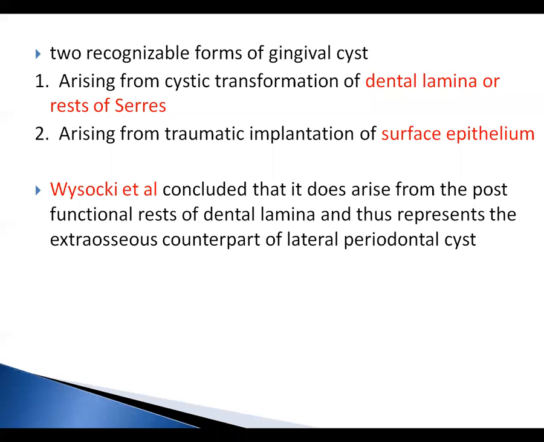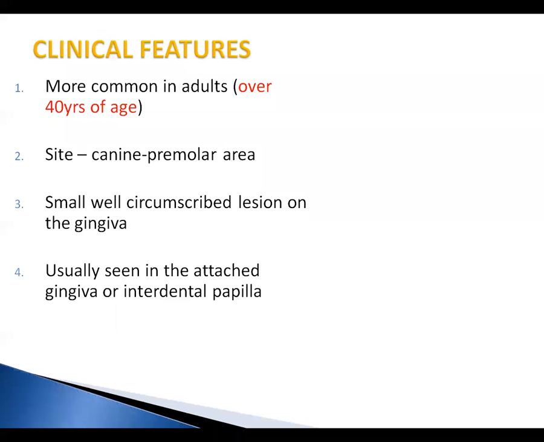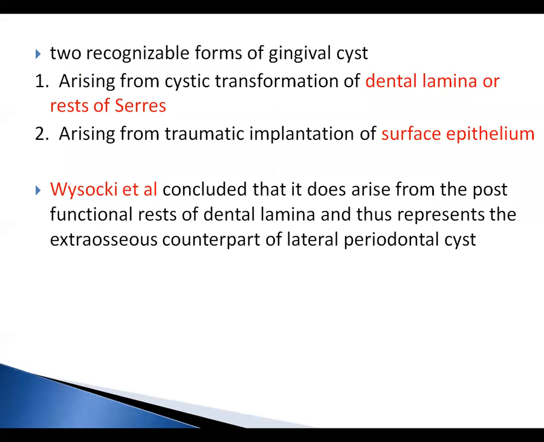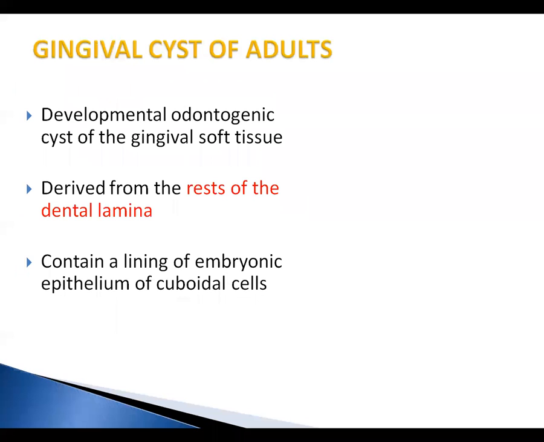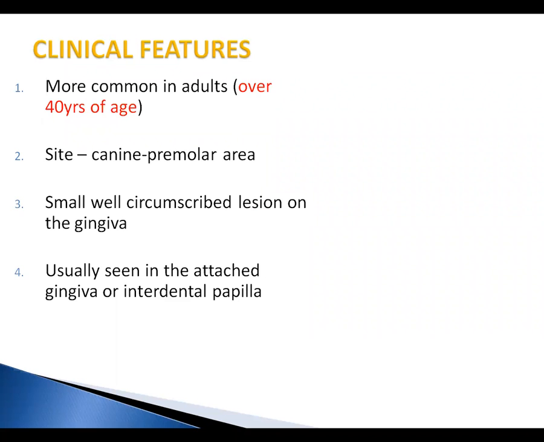So, Wysocki et al. concluded that it does arise from the post-functional rest of dental lamina and thus represents the extraosseous counterpart of the lateral periodontal cyst. Clinical features: more common in adults over 40 years of age. Site is the canine premolar area, a small, well circumscribed lesion on the gingiva, usually seen in the attached gingiva or interdental papilla. For the gingival cyst of adults, just remember the cysts which occur in the anterior region.